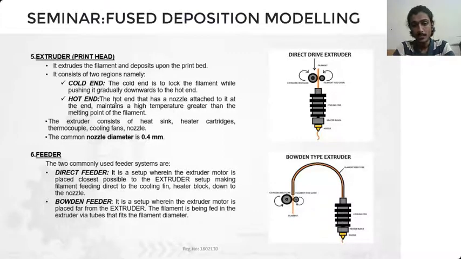In the Bowden feeder mechanism, the driving wheels are located away from the print head, and the filament passes through the feed drive tube and reaches the heating coils. So it reduces the weight of the print head and encourages the faster movement of the print head, so that the time of printing can be much reduced. And it is the advantage of the Bowden feeder over the direct feeder.